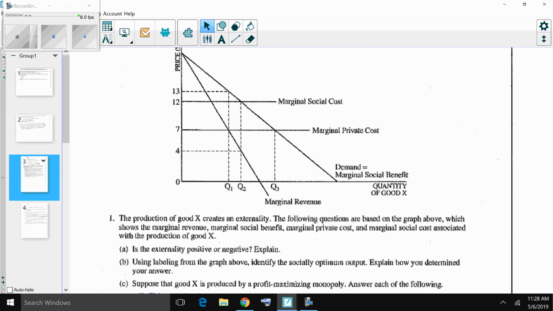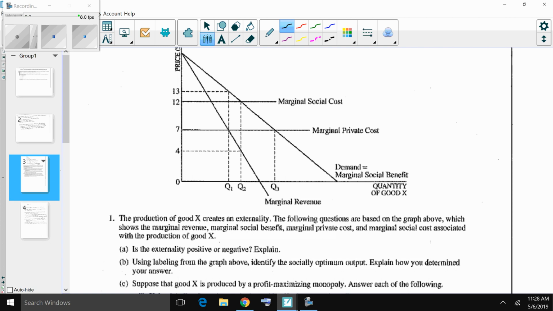The production of good X creates an externality. Obviously, these are not the same. These are different. So that's our externality right there. The following questions are based on the graph, which shows the MR, MPC, MSC, MSB, and so on. All right. 1A, is this externality positive or negative? Explain.